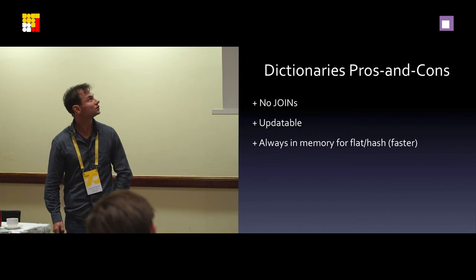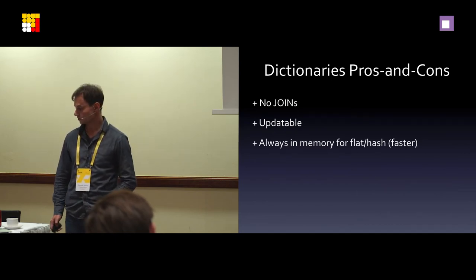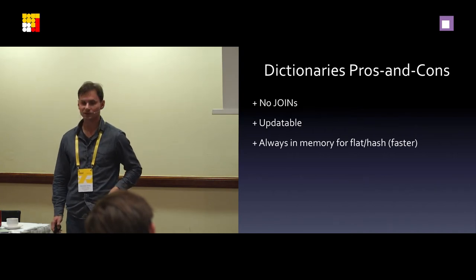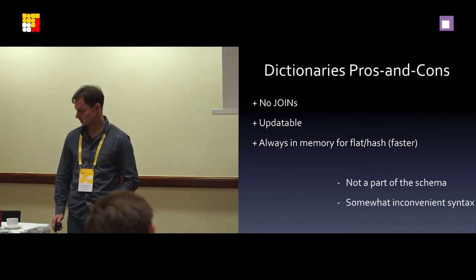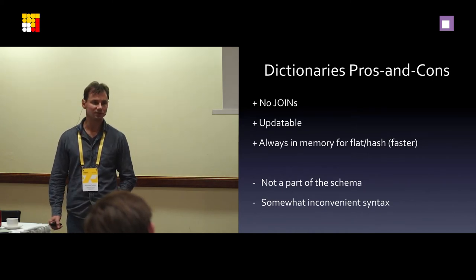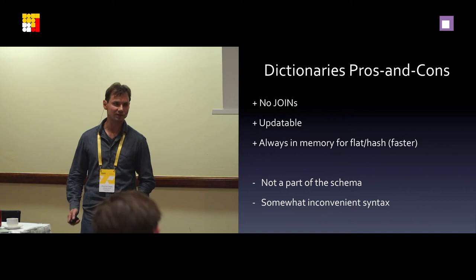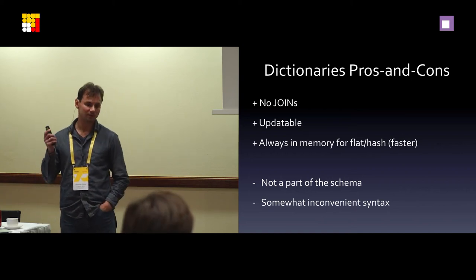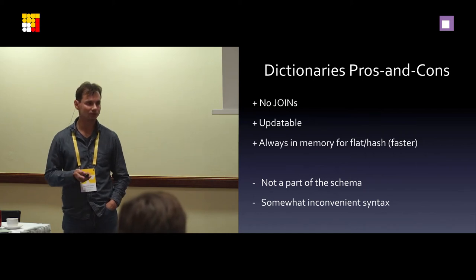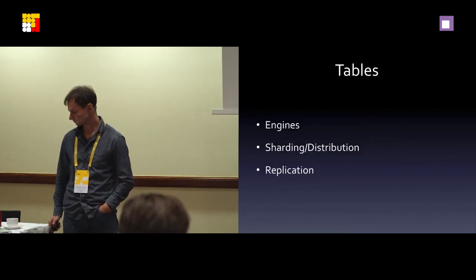What is good in dictionaries? No joins, updatable, and always in memory for simple layouts. So this is very fast. The cons are that it's not a part of the schema and somewhat inconvenient syntax. This is what I see as pros and cons, but I can repeat that dictionaries are the right way to do star schema in ClickHouse.